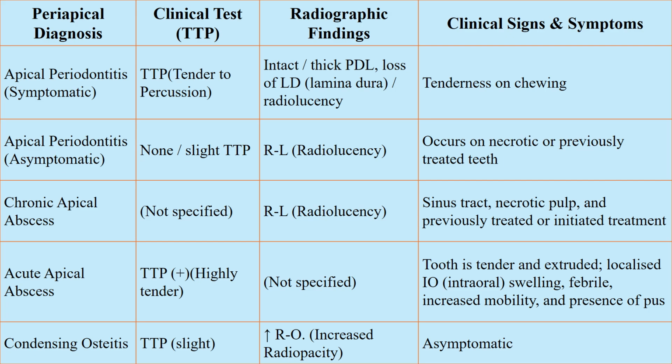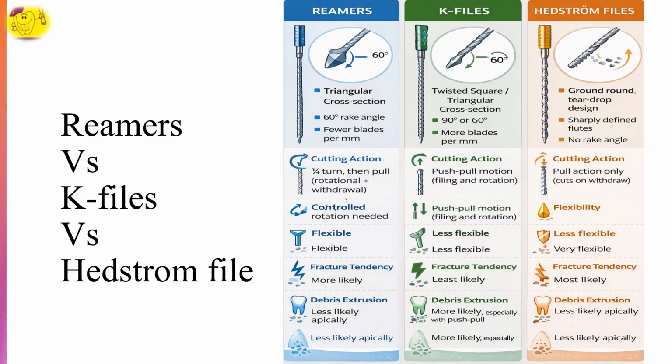Likewise, we have other periapical diagnosis, which is asymptomatic apical periodontitis, chronic apical abscess, acute apical abscess, and finally condensing osteitis. Go through this table and each of this can be important MCQ question.